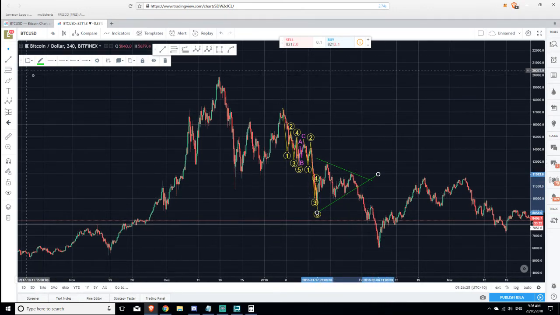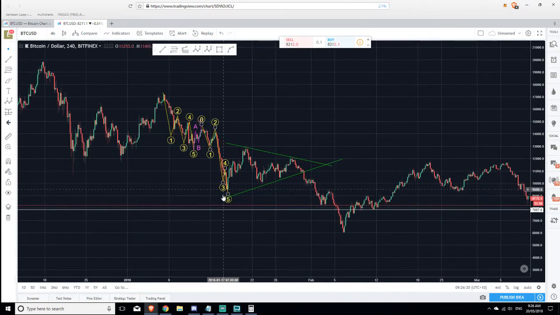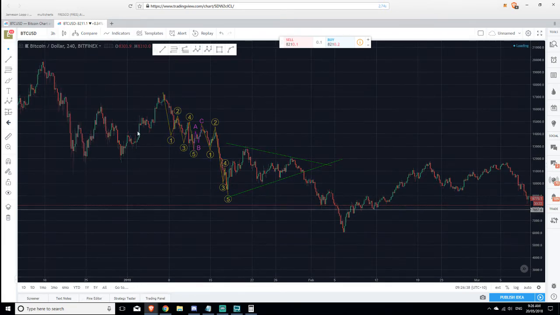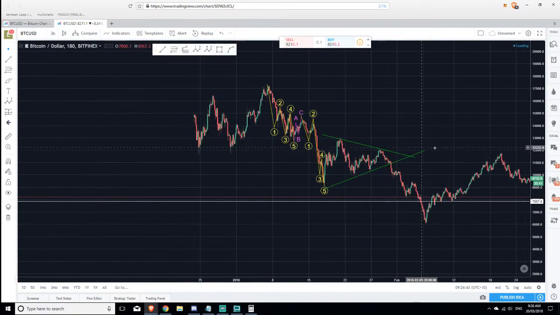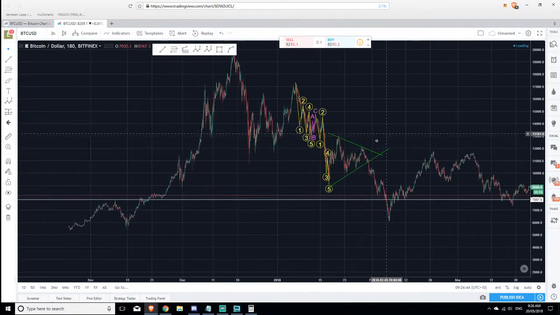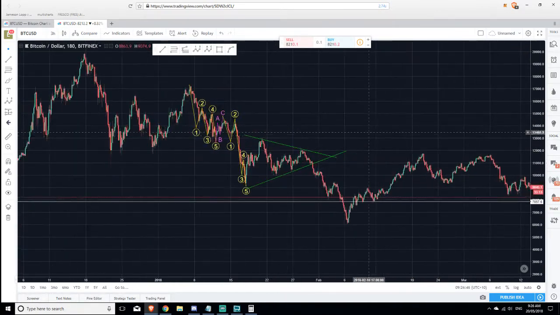Perfect. So in this A, B, C, D, E, we see 3. 1, 2, 3, sort of. 1, 1, 2, 3, 4, 5. If I have a look at different time frames, I wonder what that says. One, two, three. Yeah, it looks a lot clearer this way.